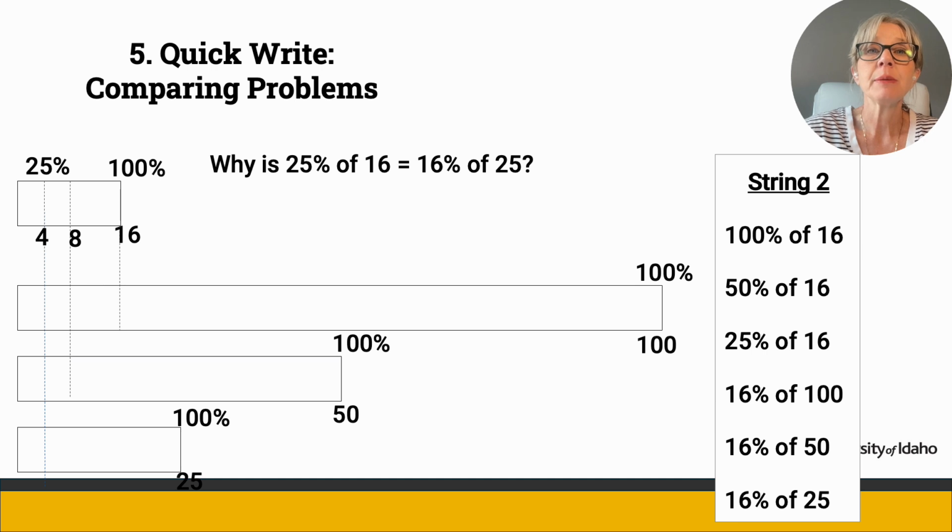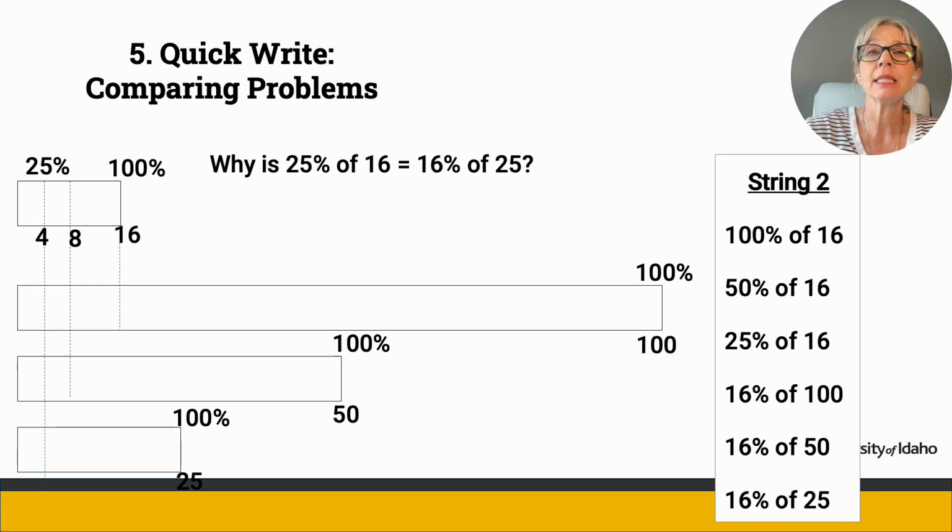String 2 develops the idea of making use of mathematical structure, seeing how we can take advantage of known relationships and patterns. This string leads to the surprising realization that 25% of 16 is the same thing as 16% of 25. Let's take a moment to examine why.